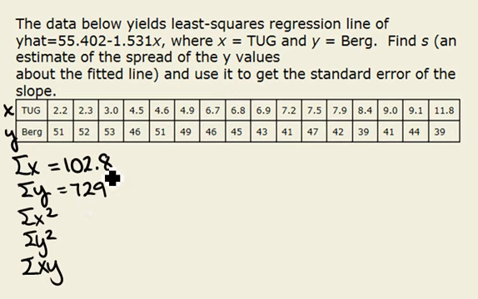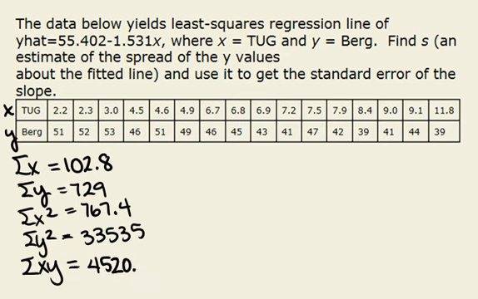What the sum of x squared is, where you square each value and then add them up. So this would be 2.2 squared plus 2.3 squared plus 3 squared and so on. And that should give you a total of 767.4. If you do the same thing for the y variable, you will get 33,535. And then the sum of x times y has you multiply the x and y together and then add them all up. So 2.2 times 51 plus 2.3 times 52 plus 3 times 53 and so on. And that will be 4520.1.